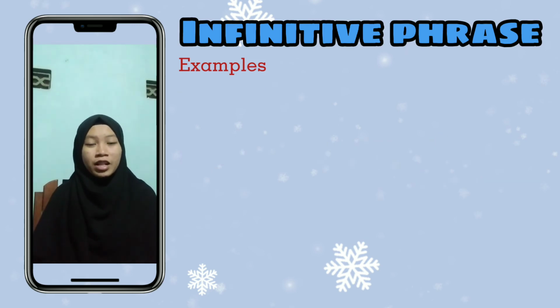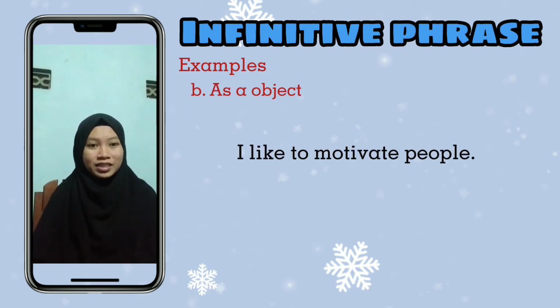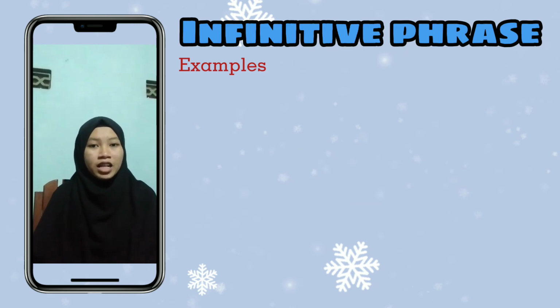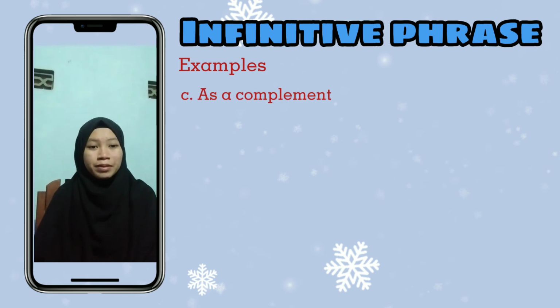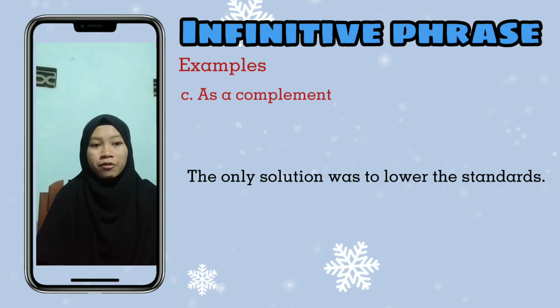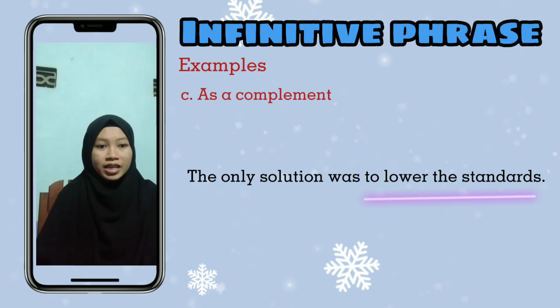And then, example of infinitive phrase as an object. I like to motivate people. Pada kalimat tersebut yang termasuk infinitive phrase-nya yaitu to motivate people. Example infinitive phrase as a complement. For example, the only solution was to lower the standards. The infinitive phrase is subject complement, yaitu pada to lower the standards. To lower the standards ini melengkapi dari linking verb was, seperti itu.